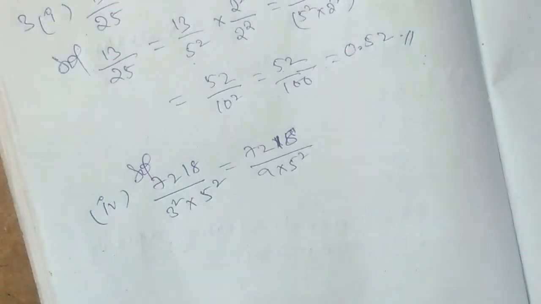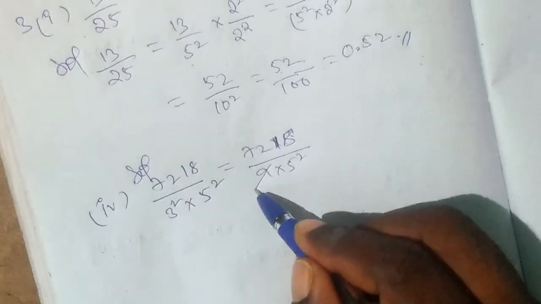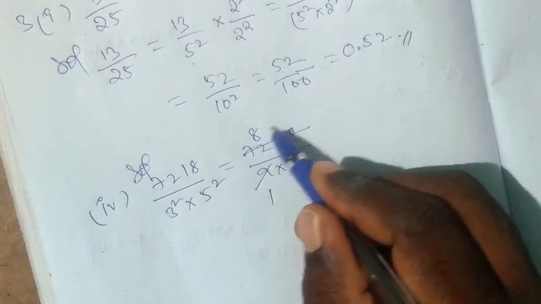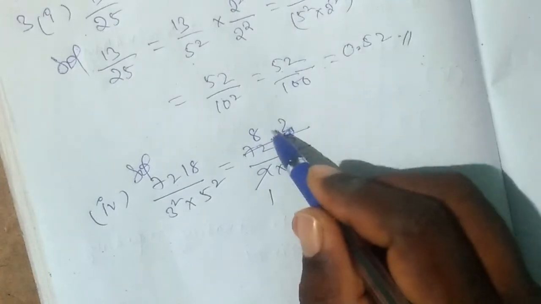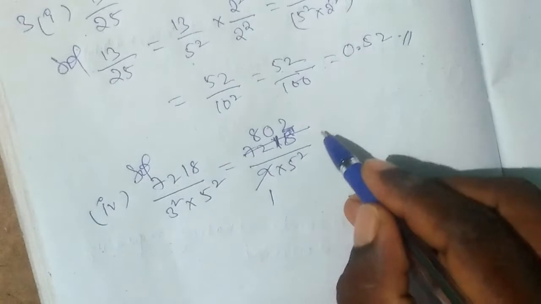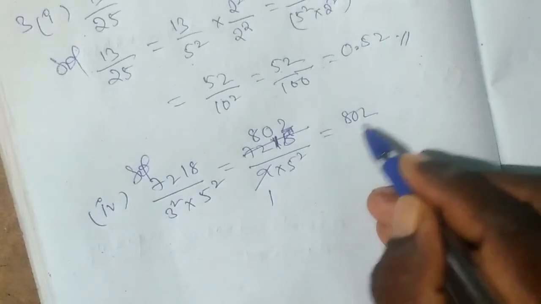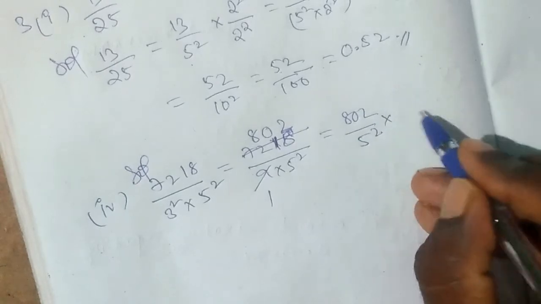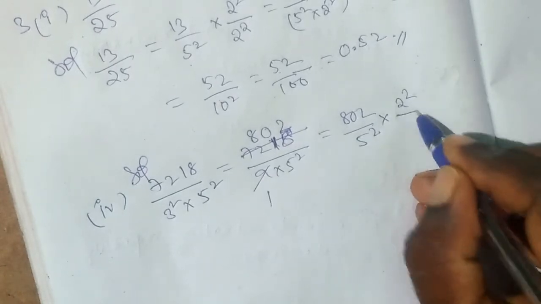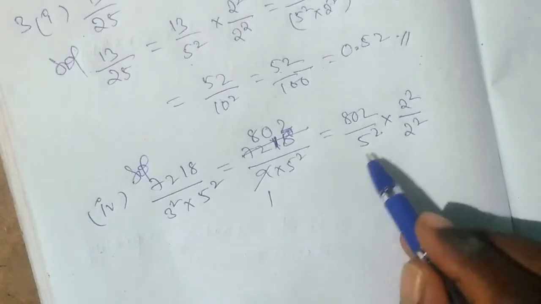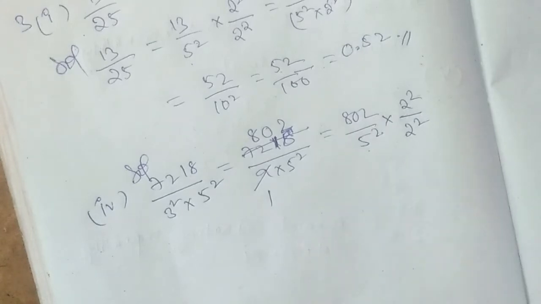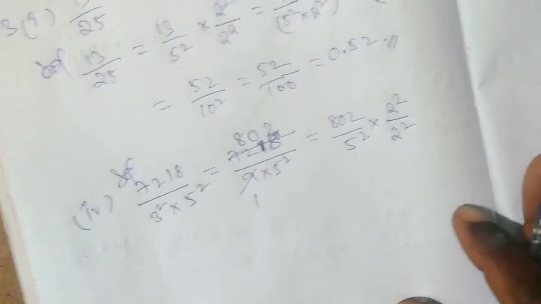9 into 5 square. So 9 ones are 9, 8s are 72. So 9 twos are 18. 802. So 802 by 5 square into 2 square by 2 square. Why? Because here we have 5 square.